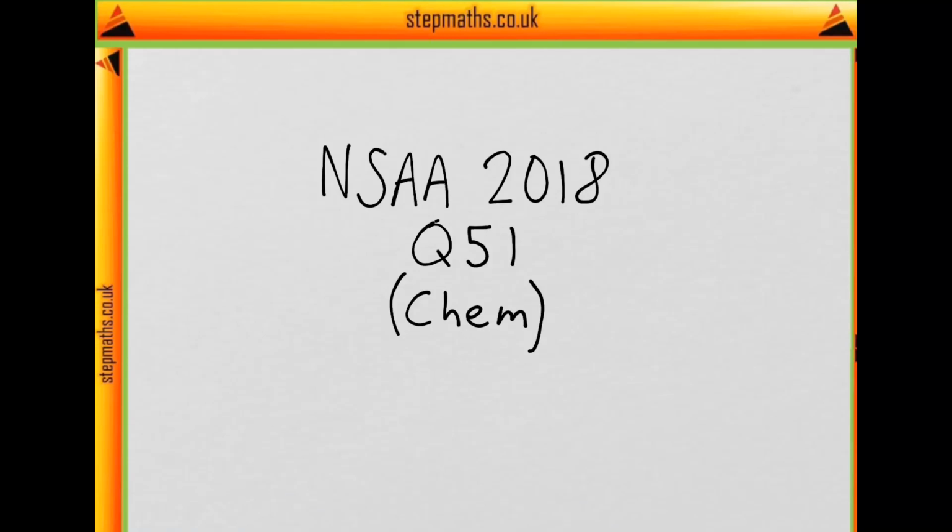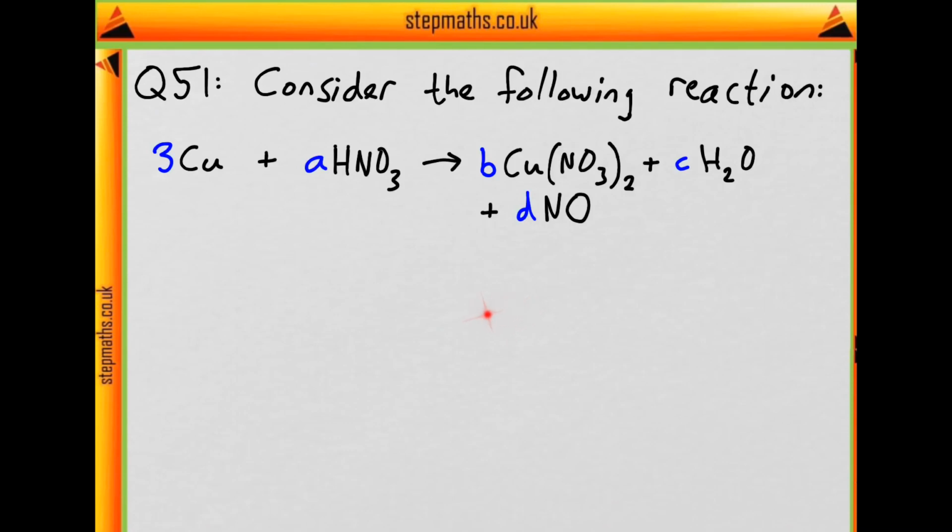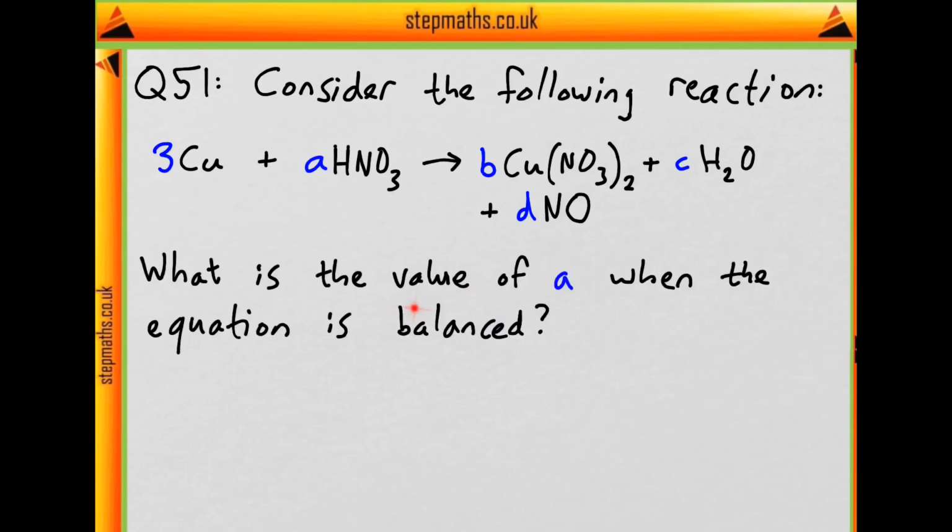This is question 51 on chemistry from the 2018 NSAA. So you're given a reaction where copper and nitric acid form copper nitrate, water and nitrogen monoxide, and you're asked to balance the equation and work out the value of A for nitric acid.